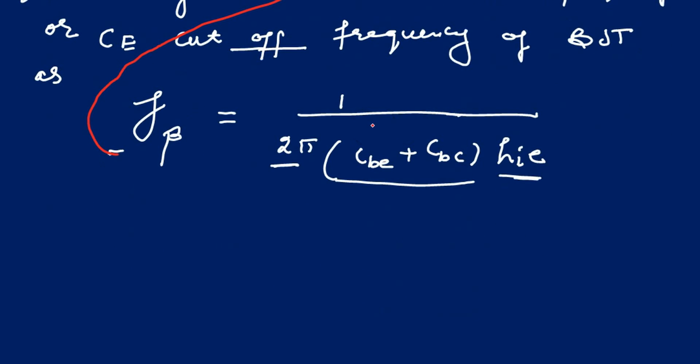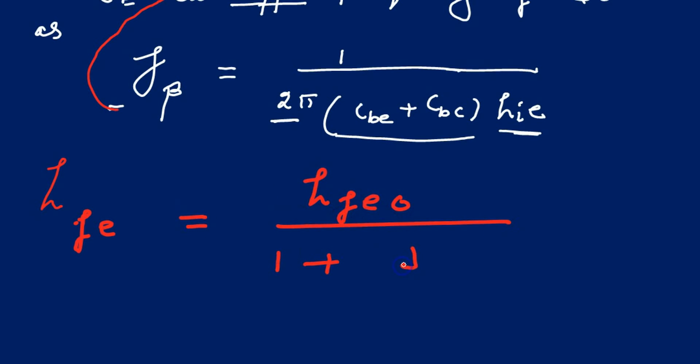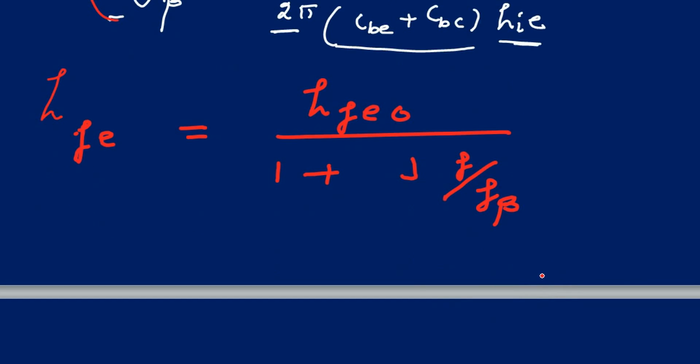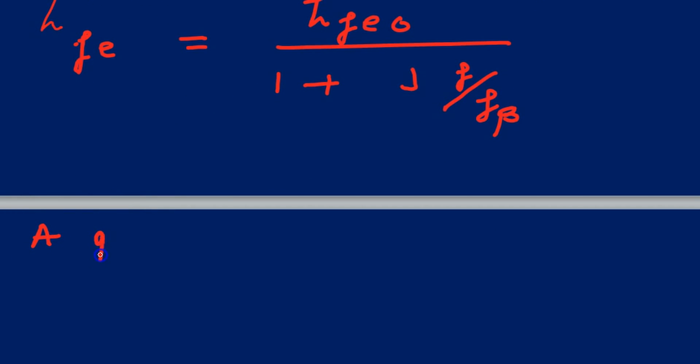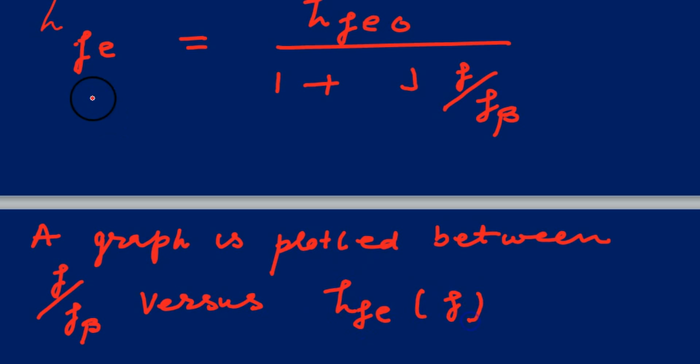So HFE, which is a function of frequency, becomes HFEO divided by 1 plus j f upon f beta. So this relation tells you that with increasing f, HFE comes down. So a graph is plotted between f upon f beta versus HFE.